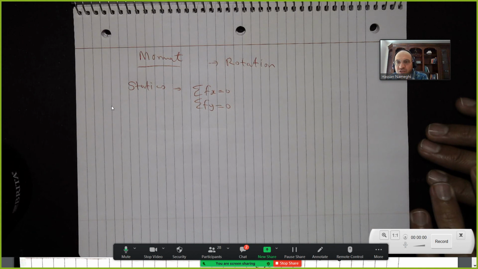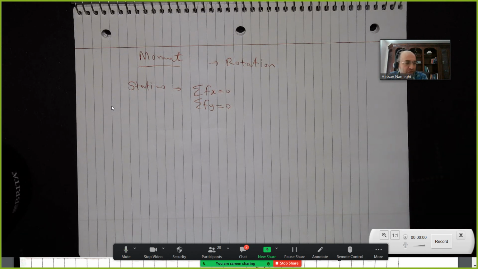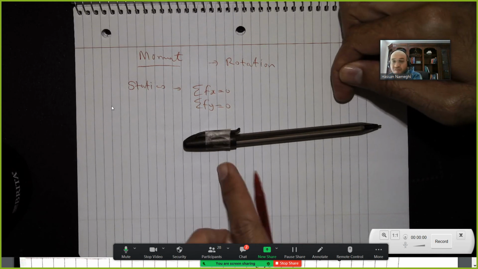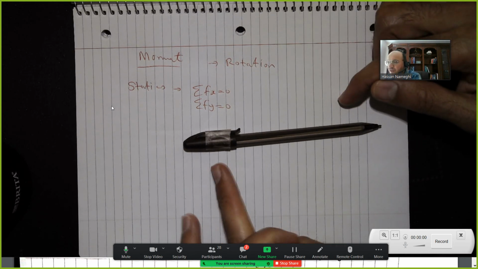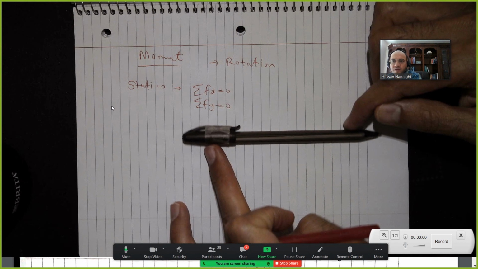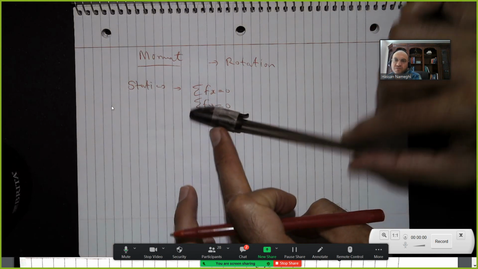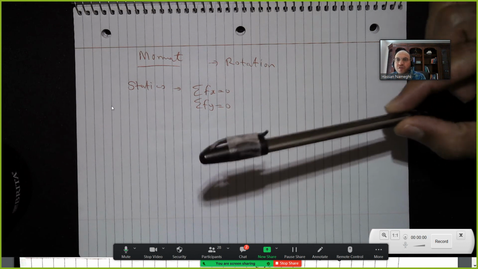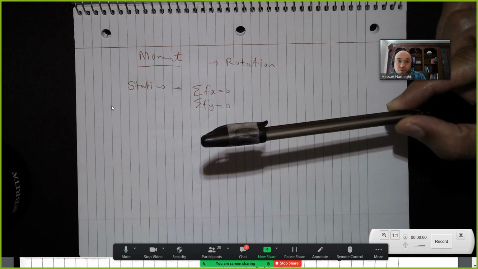We have a structure where the sum of Fx is 0 and the sum of Fy is 0, but the whole thing is not in equilibrium. Let's consider this pen. I apply forces to this pen. If I apply a force like this with the same amount, 10 Newton this way and 10 Newton this way, this will create rotation, right? This is a rigid body. It's not a particle anymore.